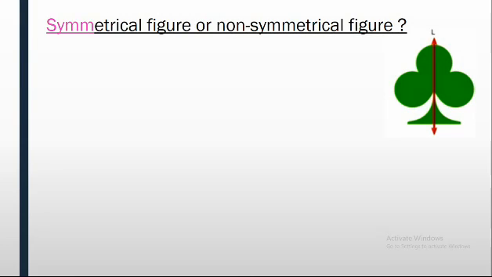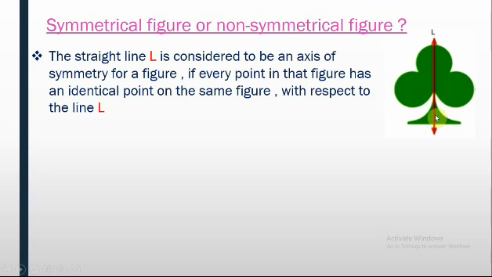Well, we have some symmetrical figures and non-symmetrical figures. How can I know that the shape I have is symmetrical or not? Can you see the straight line L? Well, this straight line L is considered to be an axis of symmetry for a figure if every point in the figure has an identical point on the same figure with respect to the line L. What does it mean? It means every point in this shape is supposed to find another one like it on the other side of the line.